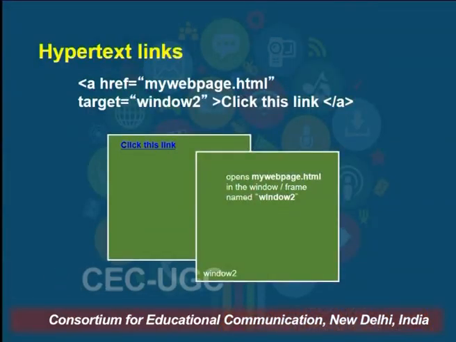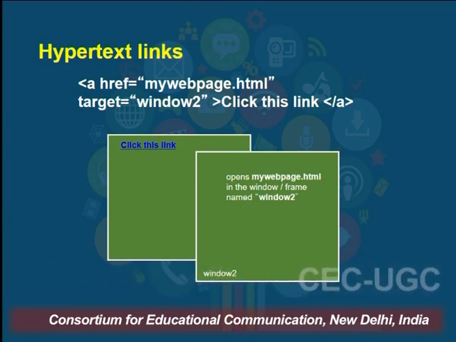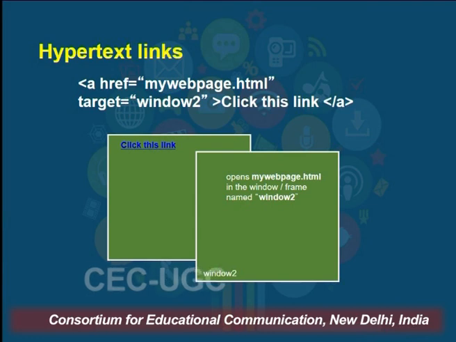So linking basically works in this way. We have a page on which you create a link. Okay, you give the URL, or the name or the path, whatever, of that file. You give the target attribute and you say click this link. So when the user clicks on this, the linked file, that is mywebpage.html, is going to open, right?